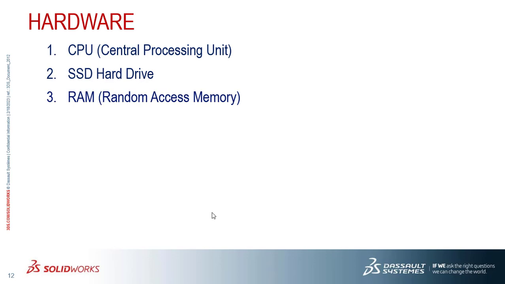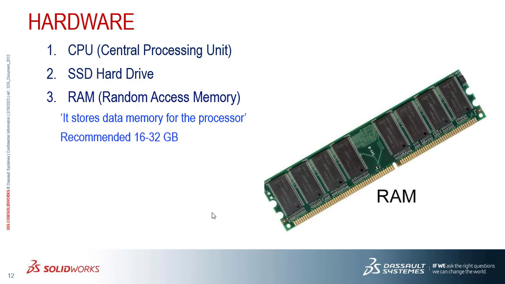The third one is the RAM, random access memory. What does RAM do? It stores data memory for the processor. Basically RAM is a hardware that, suppose the CPU requires some data for processing, then it actually picks it up from the RAM. Okay, it loads from the RAM. So the greater the capacity of the RAM, the more data the processor will get so that it can process that data. Okay, so this is scientific terms, please understand.